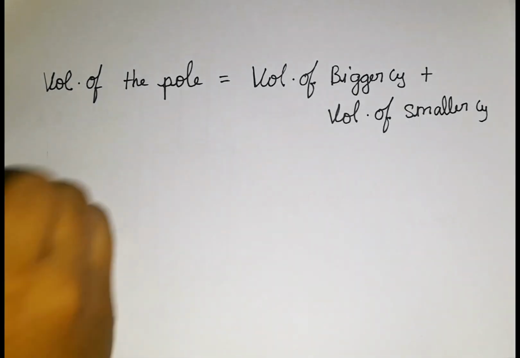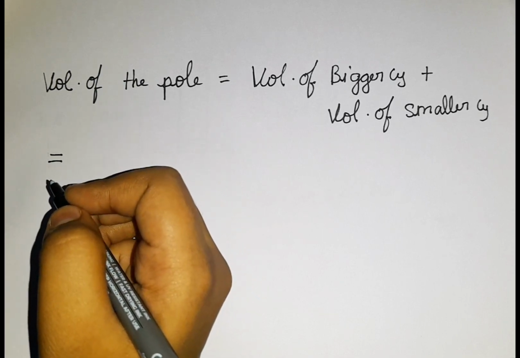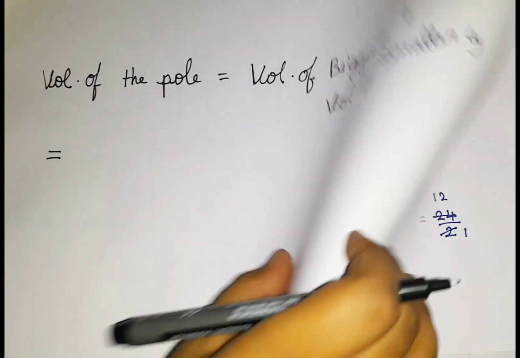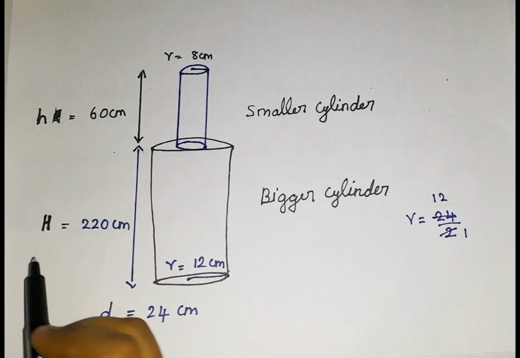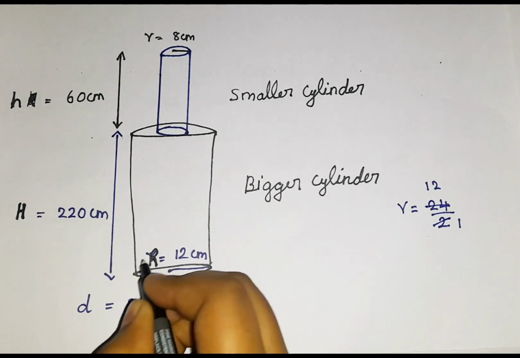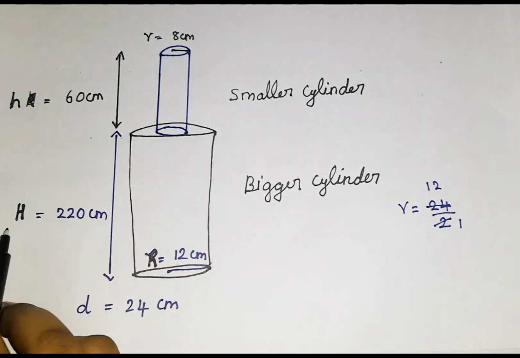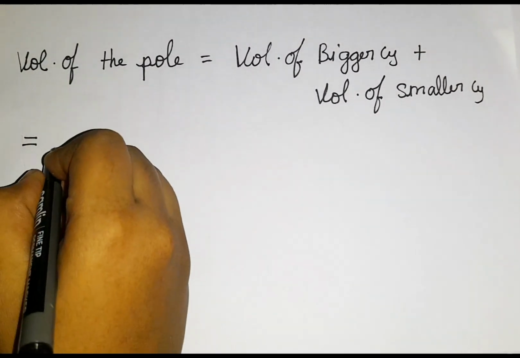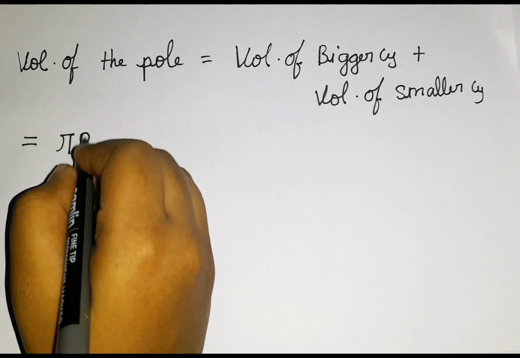Okay, so now let us apply the formula. So what is the volume of bigger cylinder? So the volume of bigger cylinder is pi r square h. So we are supposed to differentiate in both the cylinders. Since the height is capital H, that means we can take this radius as capital R. Why? Because to differentiate. So here both are small h and small r, and here it is capital H and capital R. Okay guys, so now let us apply the formula. So it is pi R, I just used capital R.